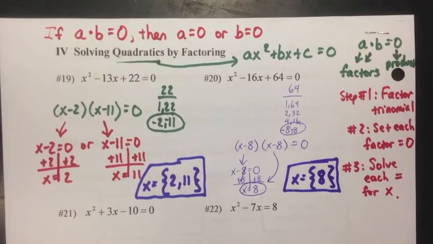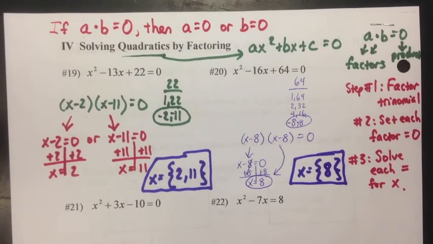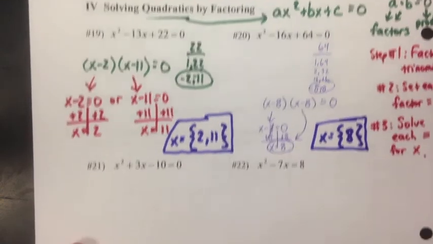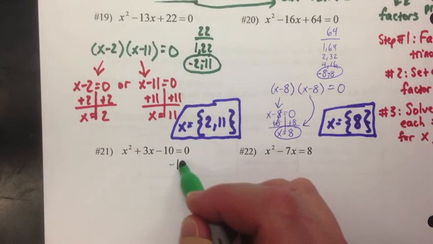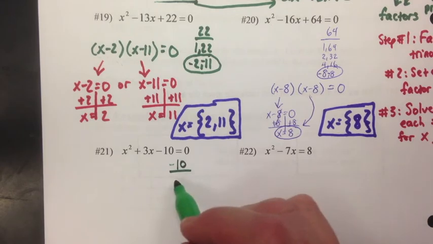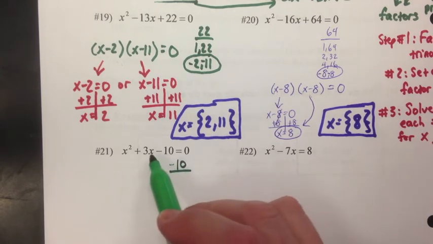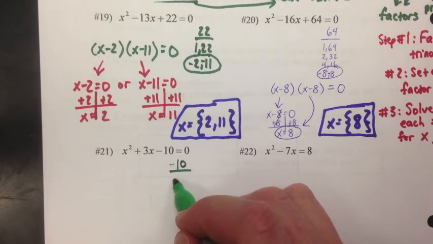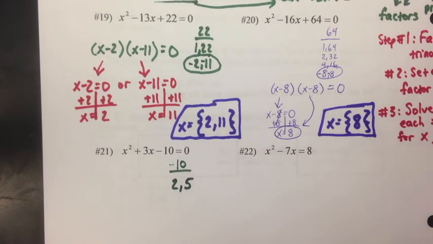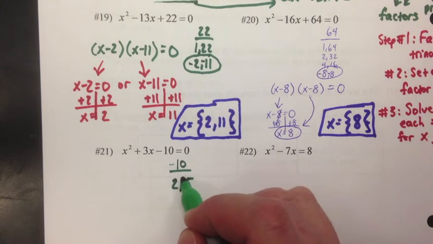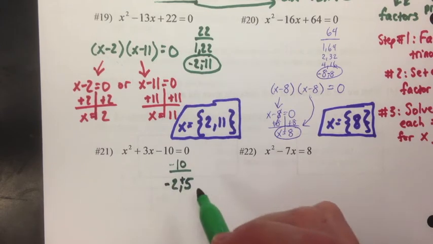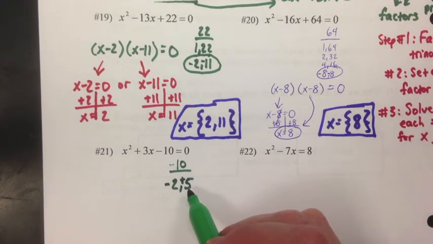Let's take a look at number 21 here. We'll do one more, and then we'll stop for a moment. x squared plus 3x minus 10 is 0. All right, here we go, negative 10. Two numbers that multiply to negative 10 and add up to 3. You might say, hey, how about 2 and 5? Which one of these is positive, which one is negative? Well, I have to get a positive 3x in the middle, so the 5 is positive, the 2 is negative. Negative 2 plus 5 is 3.